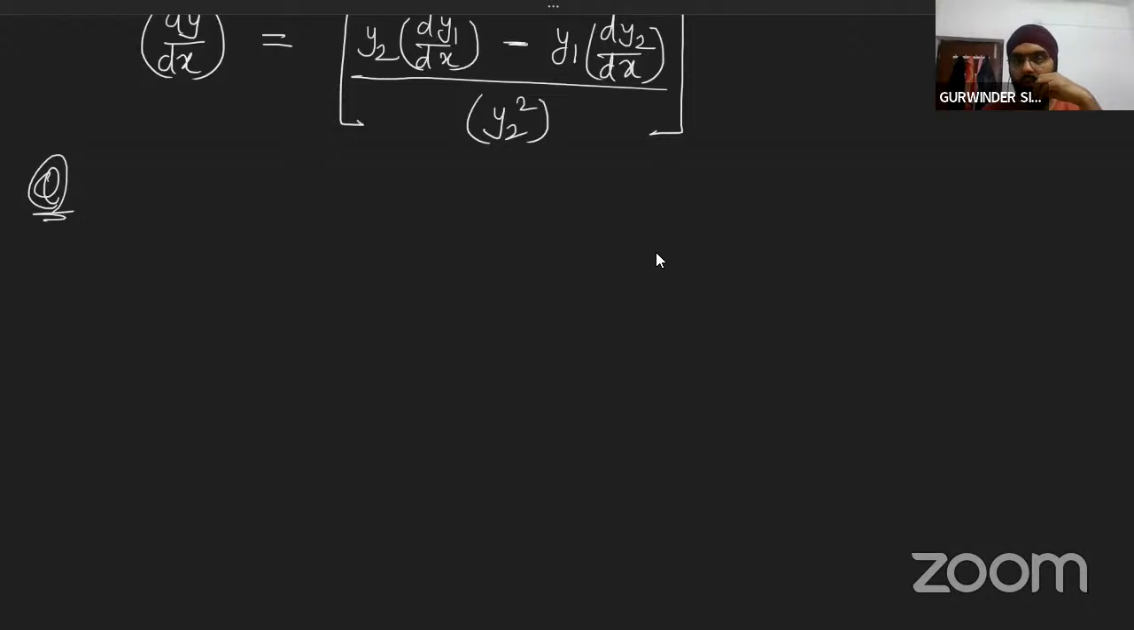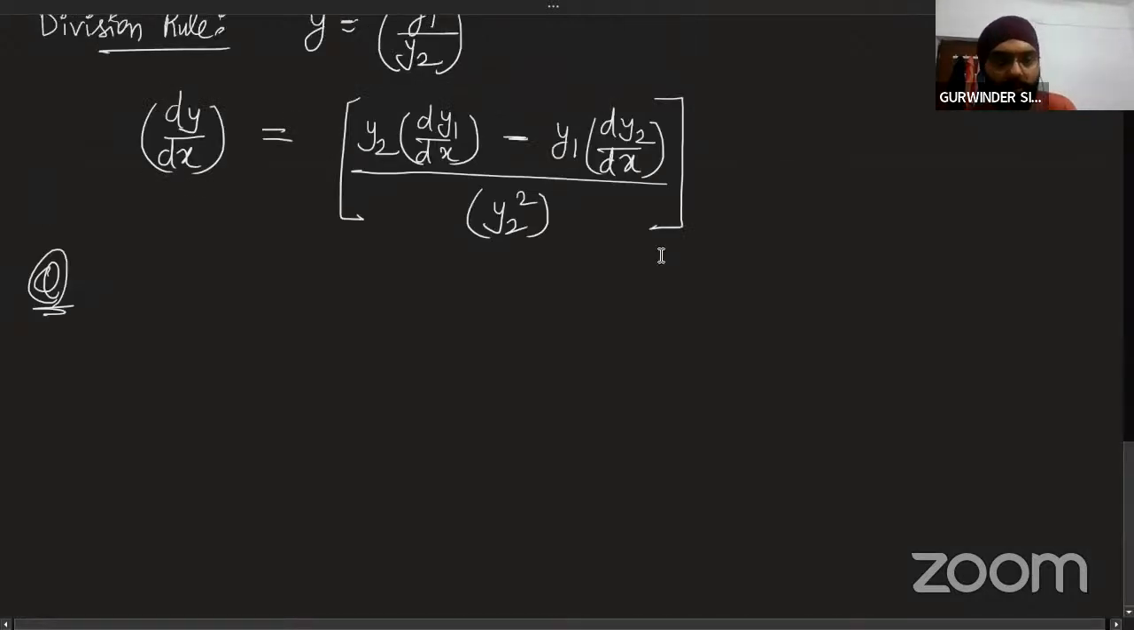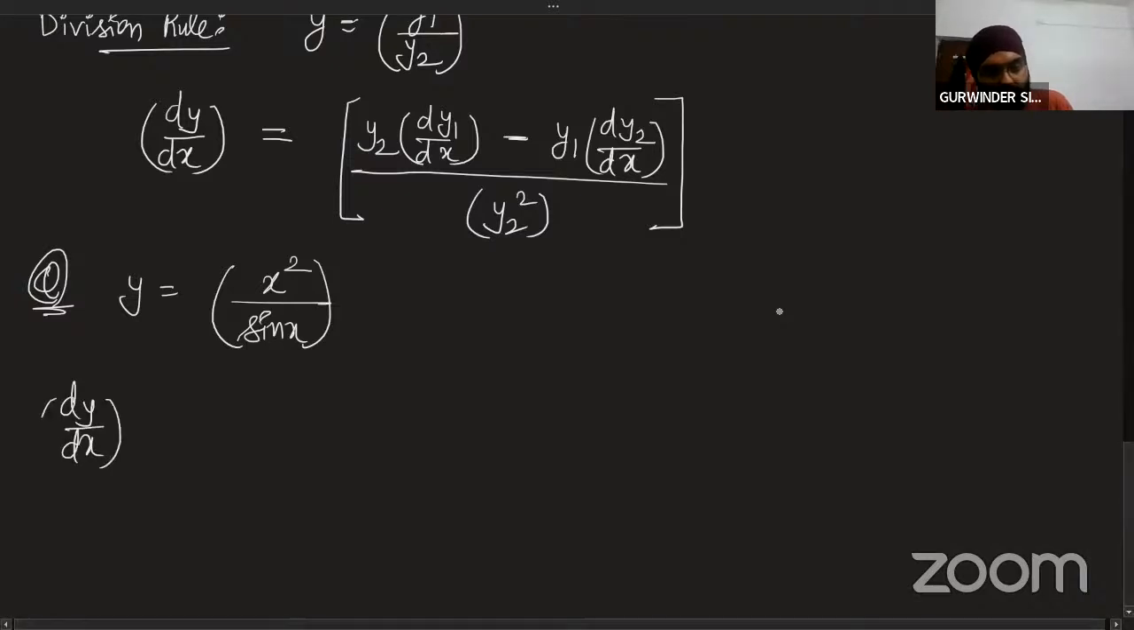Okay, great. So, a practice problem for this also. Y is equal to, let us take x by sin x because it is easy, or take x square. Okay, x square divided by sin x. How will you do that? What will be its dy by dx? First of all, we will take y1. What is y1 here? Gayatri, tell me, what is y1?